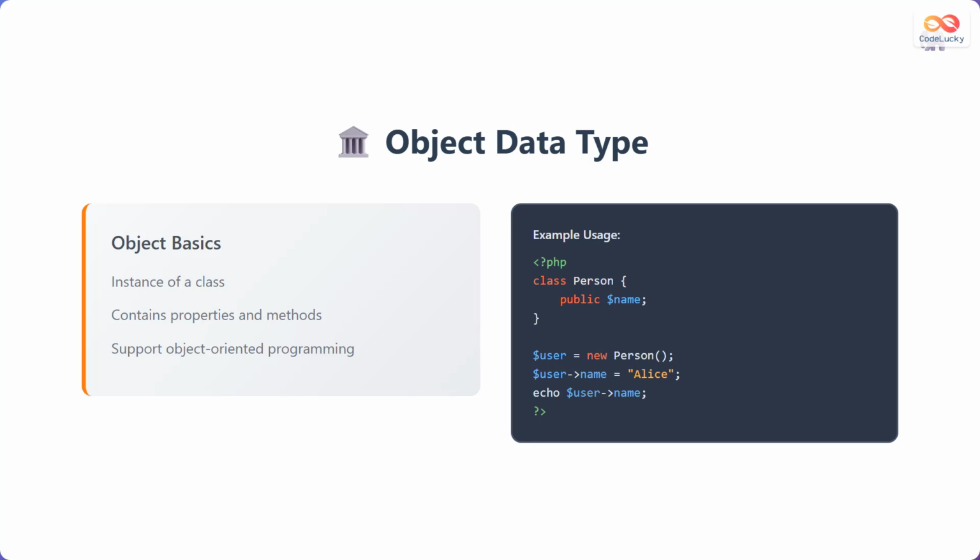Here's an example. We define a class named person with a public property named name. Then we create an object user from the person class. We set the name property of the user object to Alice. Finally, we output the name property of the user object, which will display Alice.